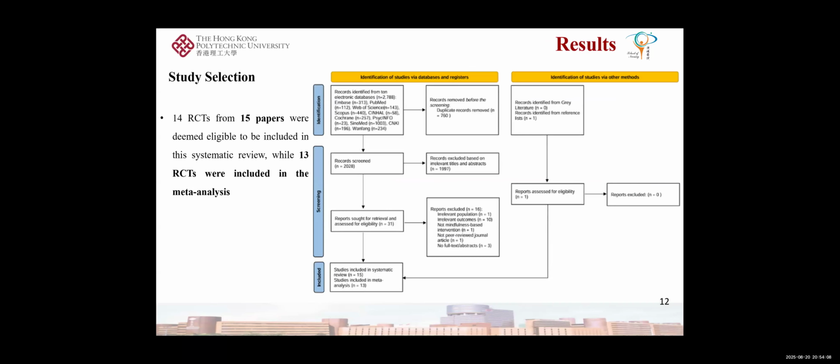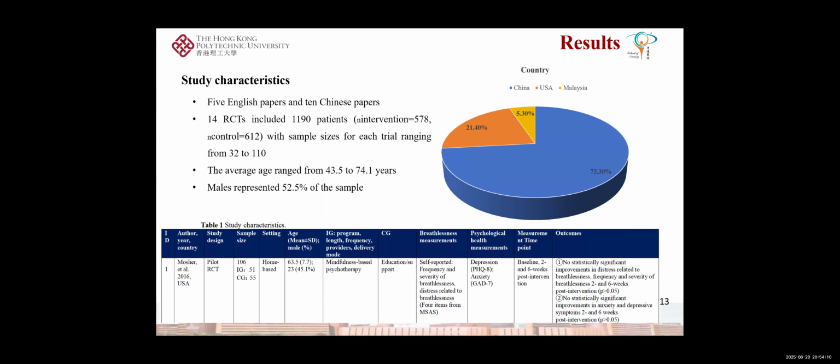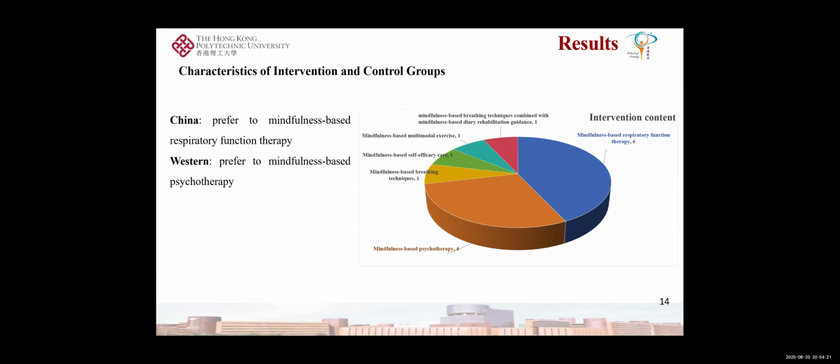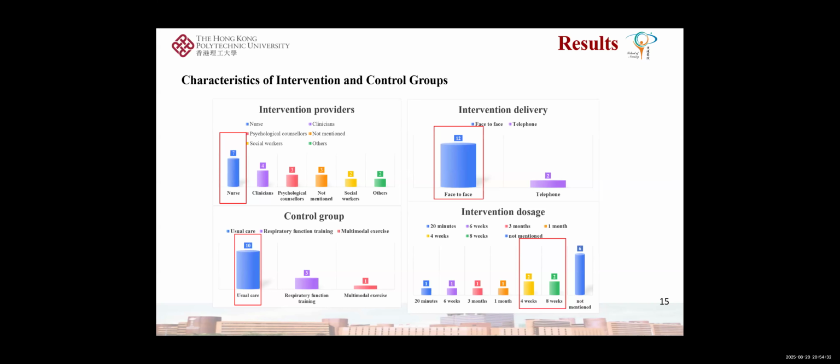After the study selection, 14 RCTs were included: 5 English papers and 10 Chinese papers. Most were conducted in China, followed by the USA. In China, they prefer to use mindfulness-based respiratory function therapy. However, in the West, they prefer to use mindfulness-based psychotherapy. Half of the studies indicate the intervention provider is a nurse, and most were conducted face-to-face. The popular control group type is usual care, and the intervention dosage ranged from 20 minutes to 3 months.